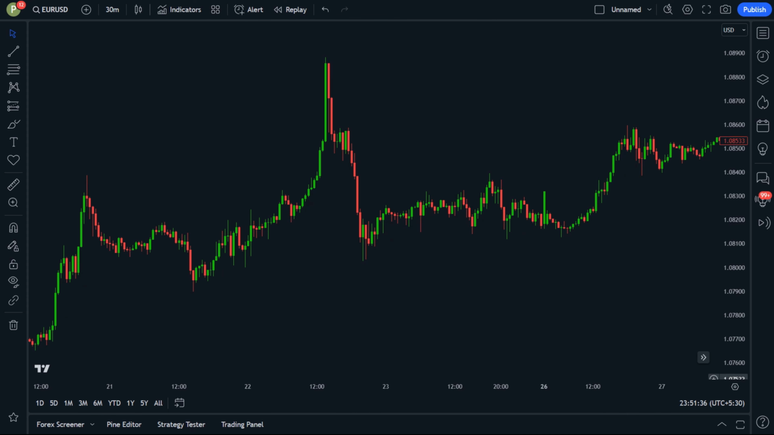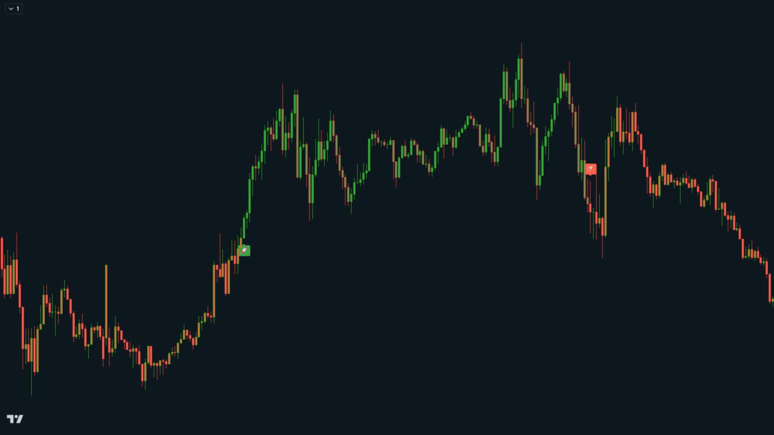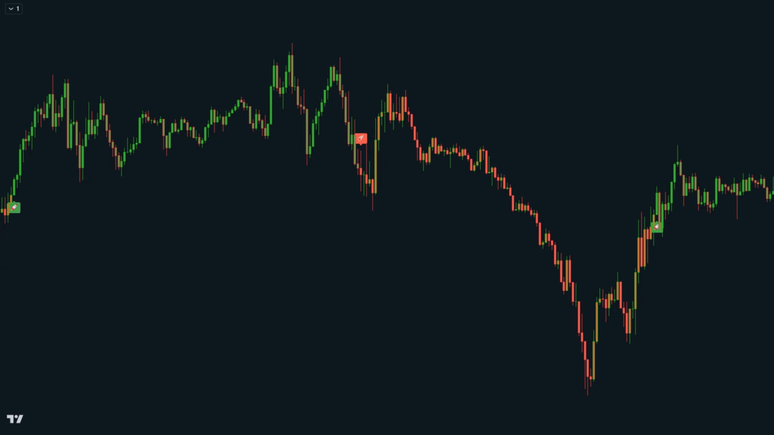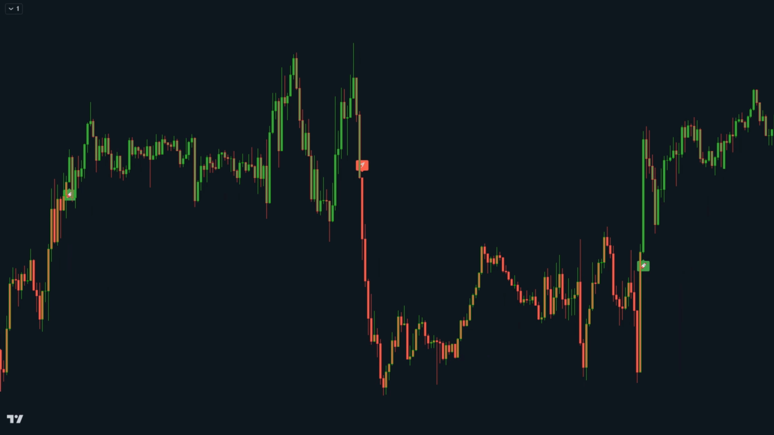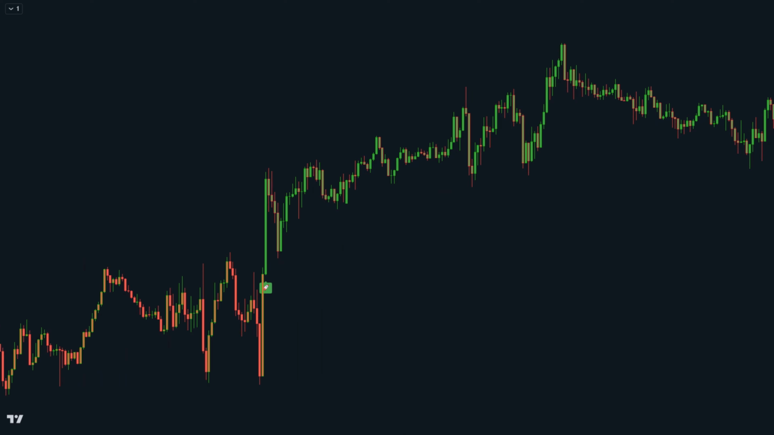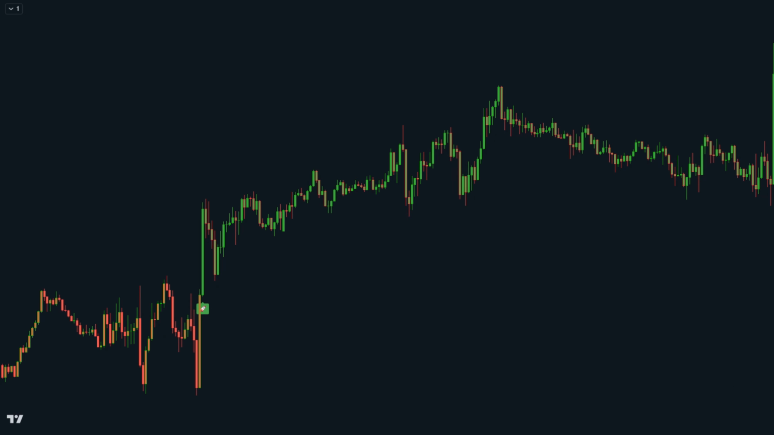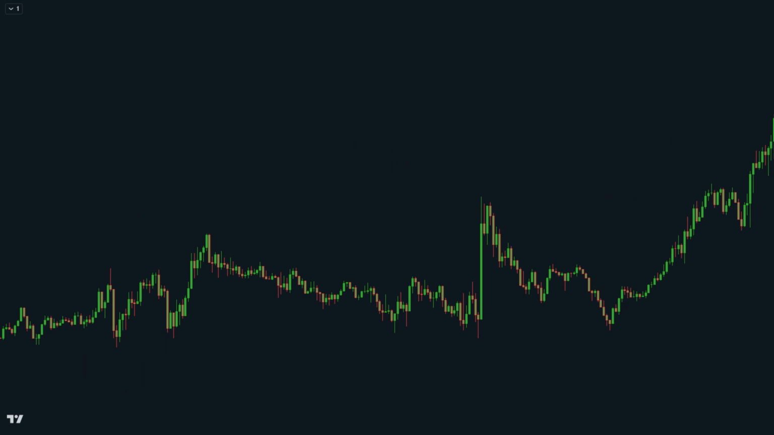Forget boring indicators with names longer than a tax form. Today, we're diving into the world of the purple clown indicator on Tradingview. Yes, you heard that right, a purple clown. It might sound wacky, but this little guy packs a punch when it comes to spotting potential trades.